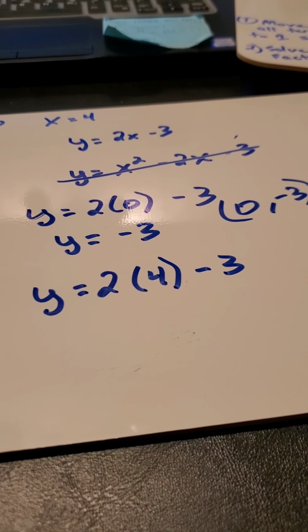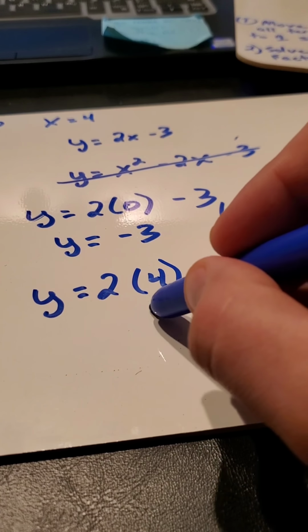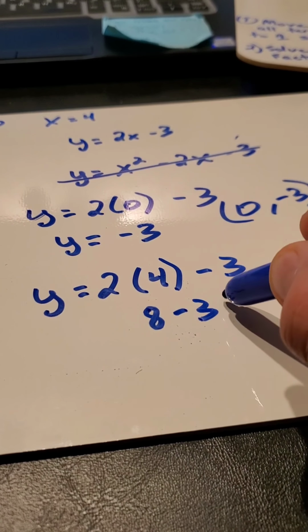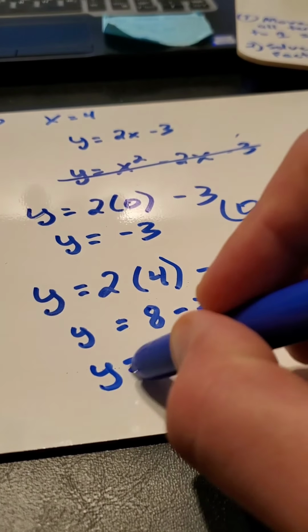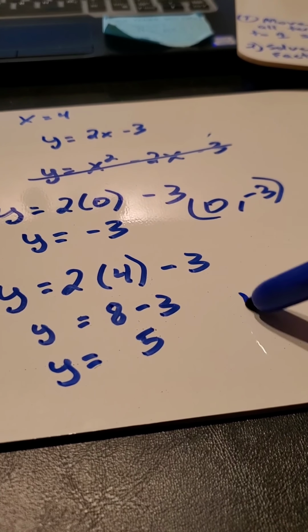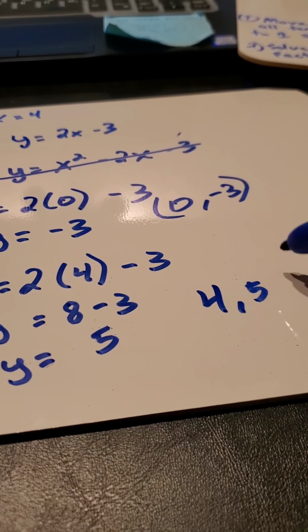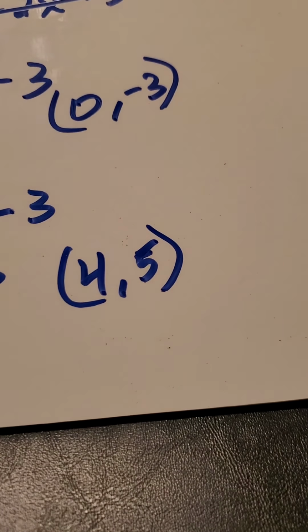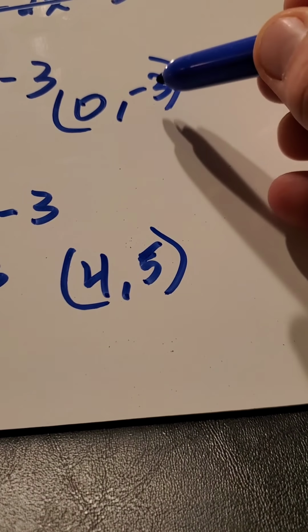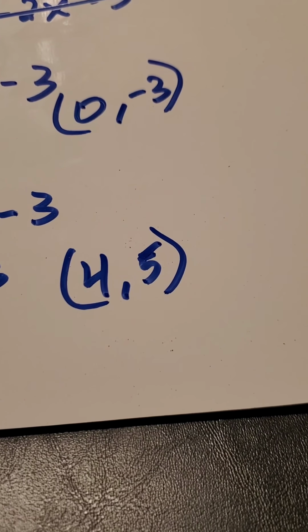And we're going to evaluate this guy. 2 times 4 gives me 8 minus 3 equals 5. So when x is 4, y is going to equal 5. So 4 comma 5. So these are going to be the 2 points of my solutions. These are going to be both my answers. And we found those using substitution.